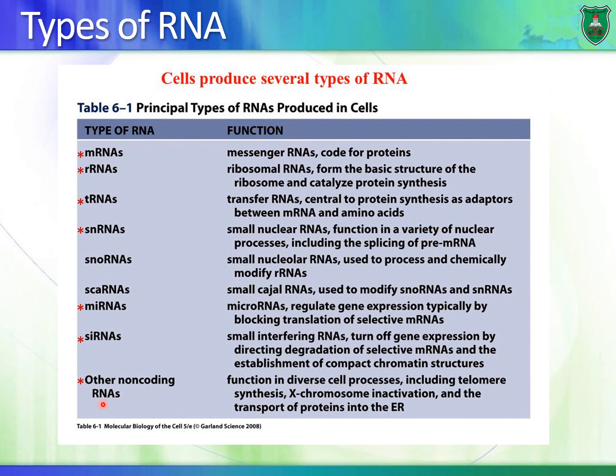Among other non-coding RNA molecules, we have a type known as long non-coding RNAs. We will talk about this type of molecule later on in our lectures. Now you have the small nuclear RNAs. They function in a variety of processes, including splicing of the pre-messenger RNA. So we'll talk about these different RNA molecules later on.